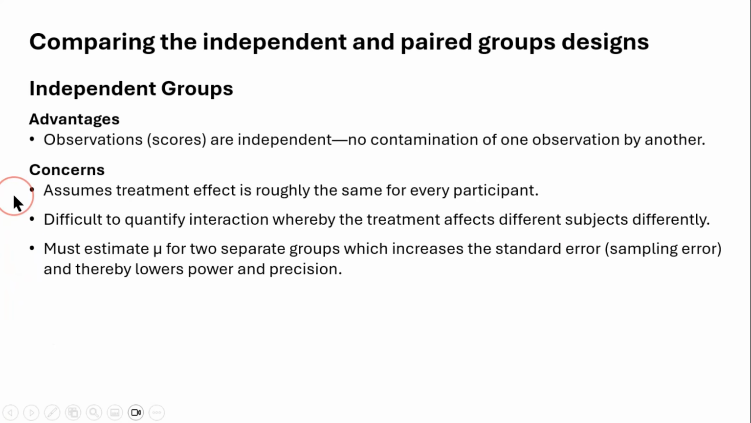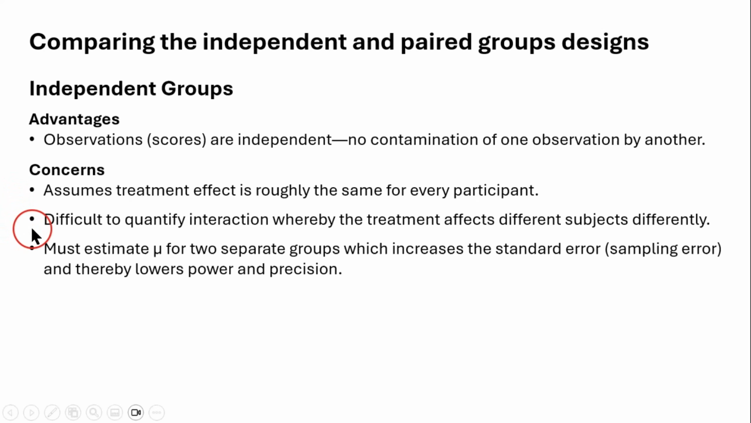Now, some of the concerns of that design are, first of all, it assumes that the treatment effect is roughly the same for every participant. And as we just saw in the little diagram that the ESCI gives, the ratings are clearly not the same for every participant. Some went up, some went down, even though the average says that one of them was higher than the other. When you look at people individually, you can see that they weren't the same for every participant.